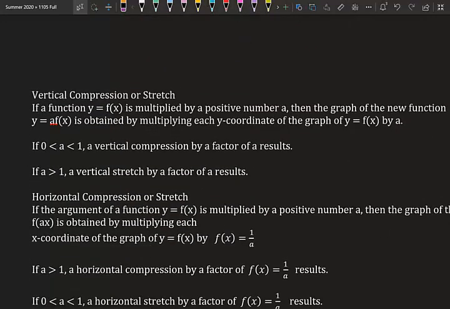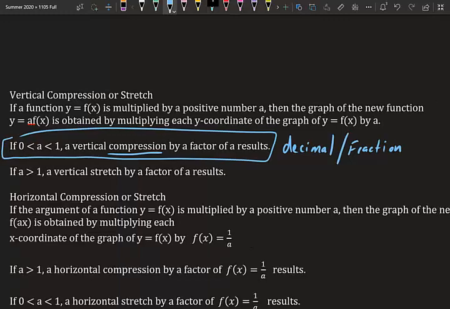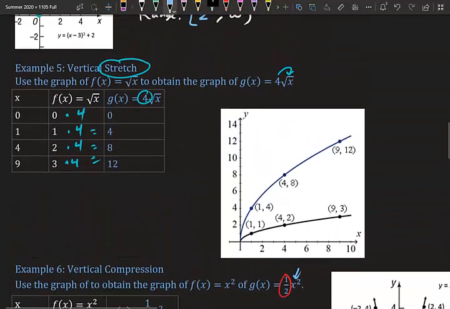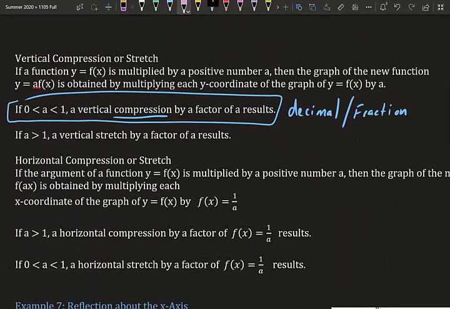All right. How do we know if it's a compression or a stretch? It is a compression if it's a decimal or a fraction attached to the x. Just like here, how it was attached to the x, and here it is attached to the x because it's 4 times. And it's a stretch if we had y equals ax, if a is greater than 1. So it's a whole number greater than 1.